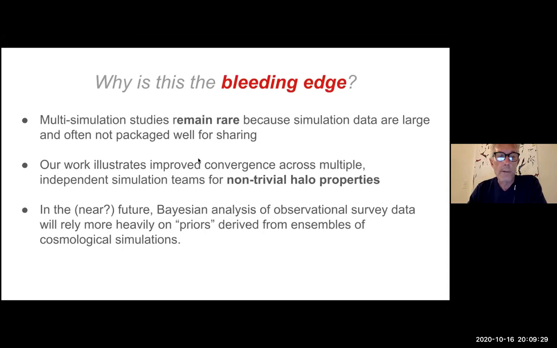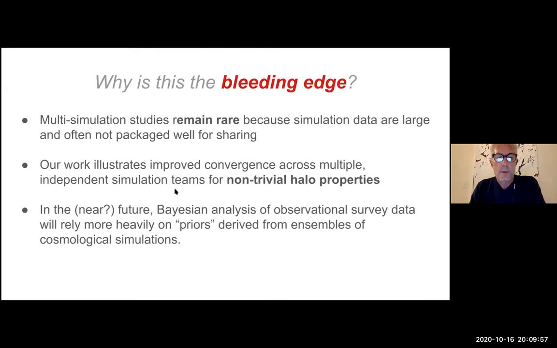Our work really illustrates that there's pretty good convergence across multiple simulation teams for these very non-trivial halo properties. The number of galaxies in a halo and their velocity dispersions are not something you can write down using pencil and paper. You have to do these simulations to find out what that answer will be. So it's non-trivial, and the level of agreement is really quite impressive.